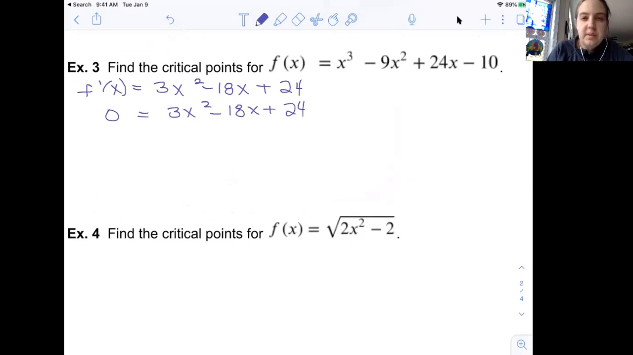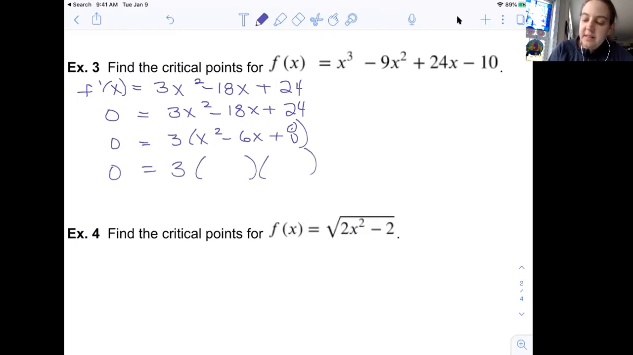At this point, your job is to solve for x, so you need to factor out a 3. And then we need to factor what's inside. This is where you remember your algebra skills. This is my Algebra 1 lesson this week. Minus 2, and minus 4. So my solutions are x equals 2 and x equals 4.